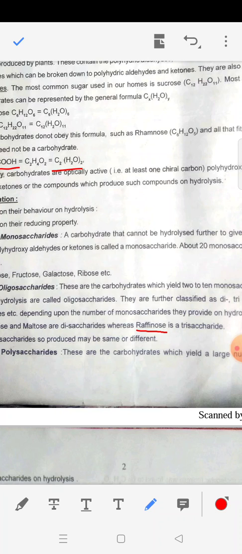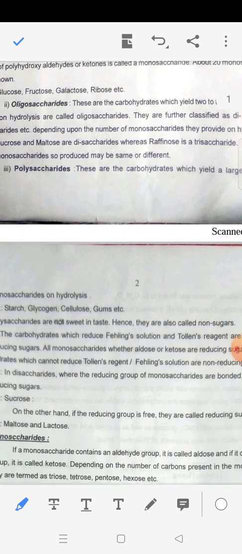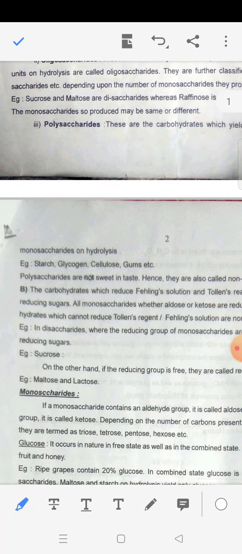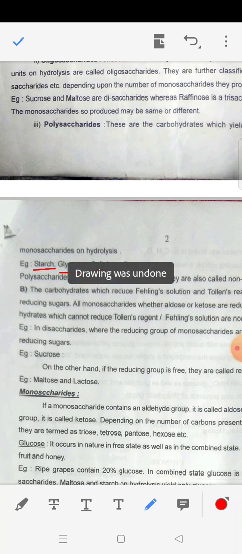Raffinose is a trisaccharide. That means if you hydrolyze it, it will give you three simpler units. Then come polysaccharides. As the name suggests, poly means many. So those carbohydrates which upon hydrolysis can produce a lot of simple sugar molecules are called polysaccharides. The common examples are starch, glycogen, cellulose, gums, etc. So that's how we can classify carbohydrates based on their hydrolysis.